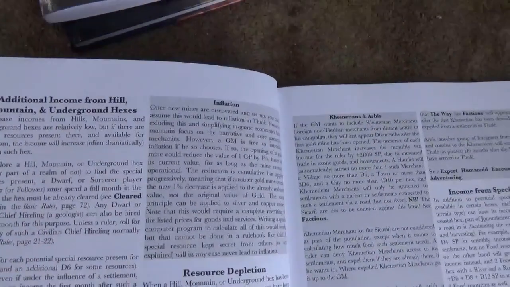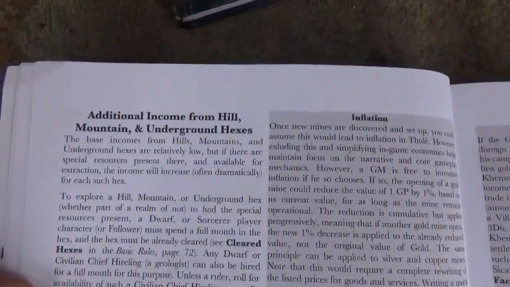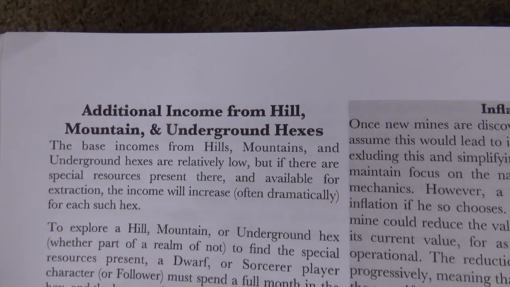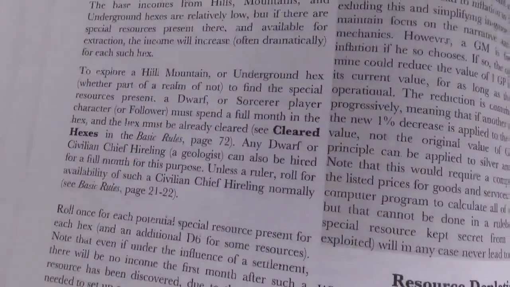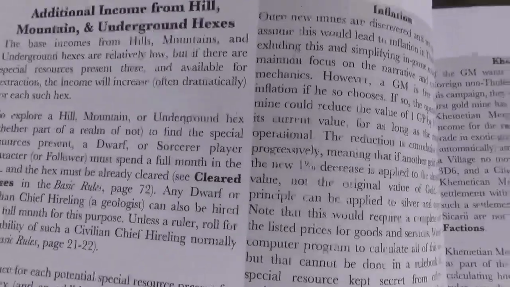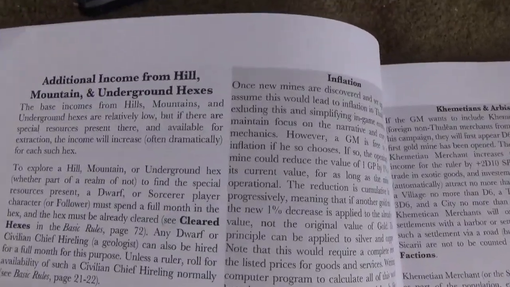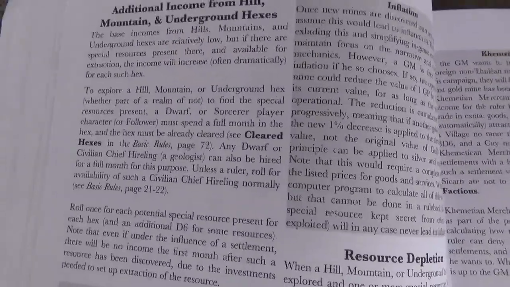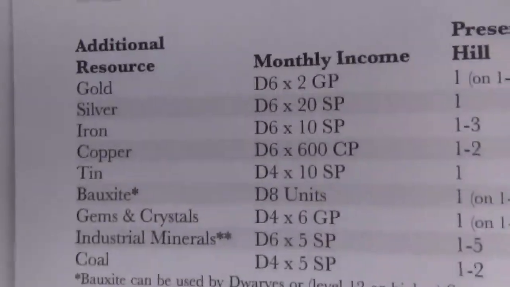Now, as you maybe noticed, some of these terrain hexes didn't provide much income. That is because by default there is not much in them, unless of course you find additional income in them, that is special resources. And you can find that if the hex has been cleared, and if you hire a dwarf or a chief geologist NPC hireling, or you can be a sorcerer or have sorcerer followers do it for you, and they will spend a month in that cleared hex to find out what type of additional resource may be there.